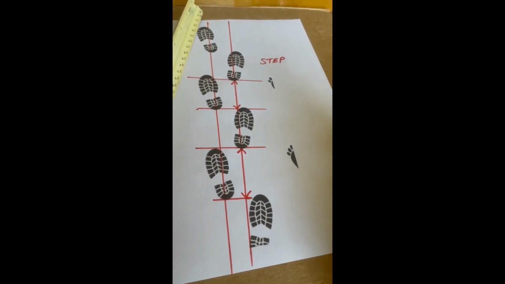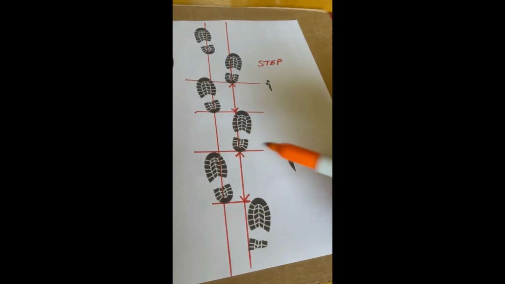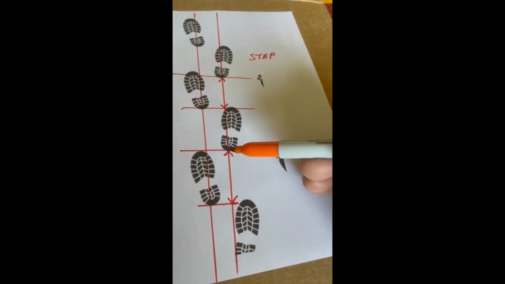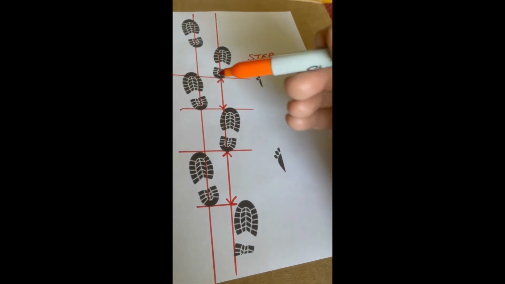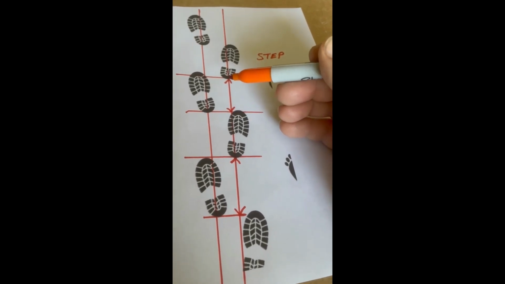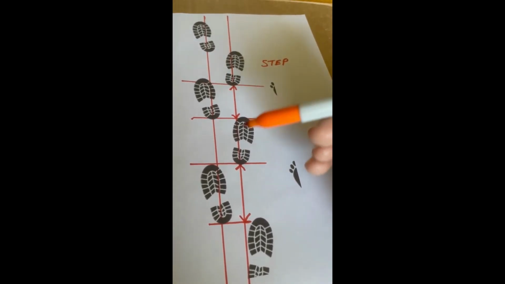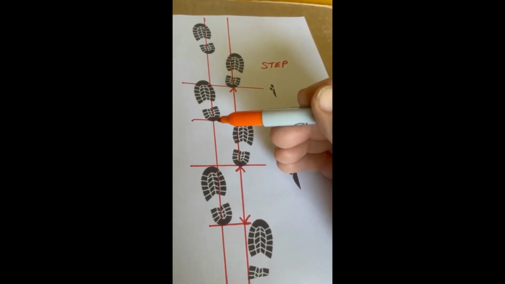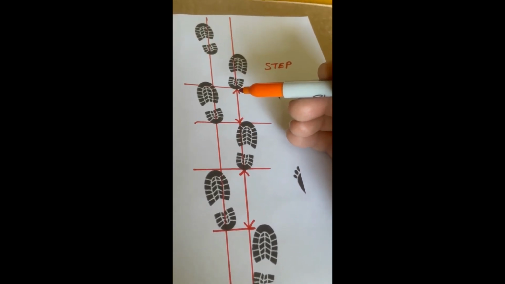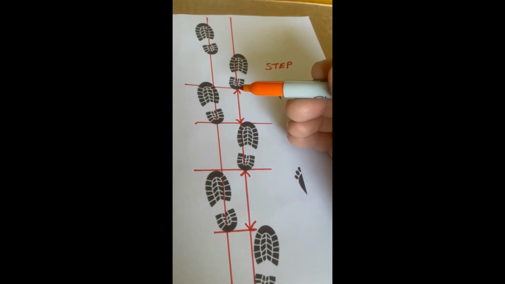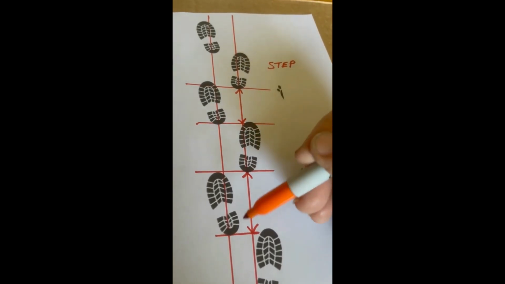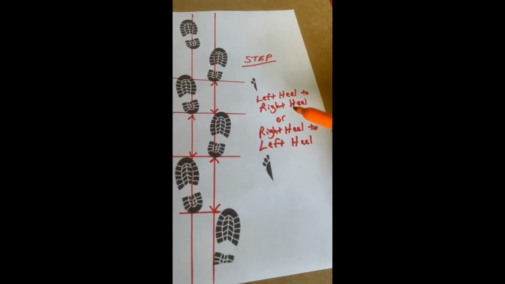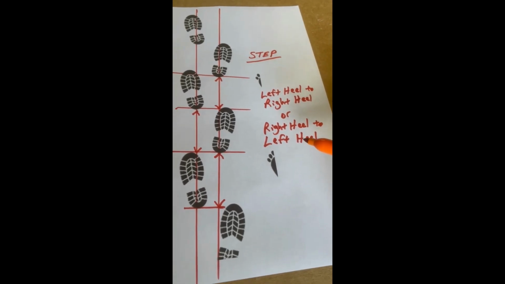Okay, so I made some illustrations here to show. Alright, so you want to measure for the step. You're measuring from one heel to the next heel, and from one heel to the next heel. So it doesn't matter which foot. You can measure from the right heel to the left heel, or from the left heel to the right heel. Either way, you're measuring the step, just from one heel to the next. So that's the step.